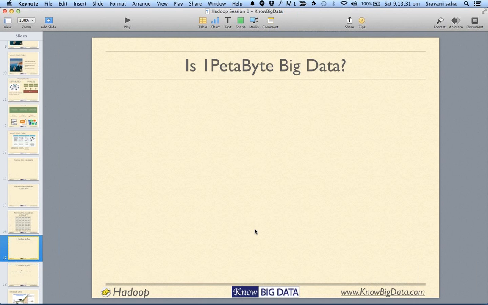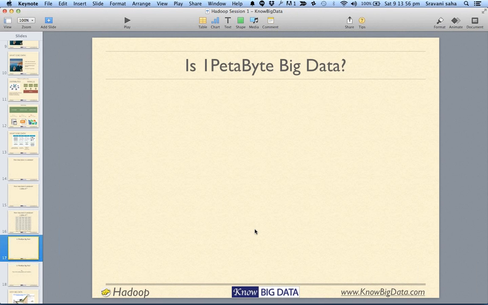Now we know how much is a petabyte. We know what is big data. So my question to all of you is, is 1 petabyte big data? And what do we mean by 1 petabyte of data here? We are just trying to store and retrieve 1 petabyte of data in a reasonable amount of time.